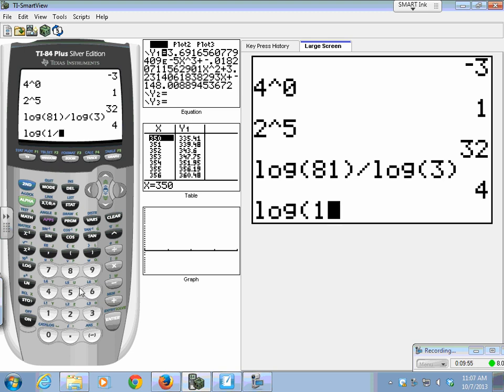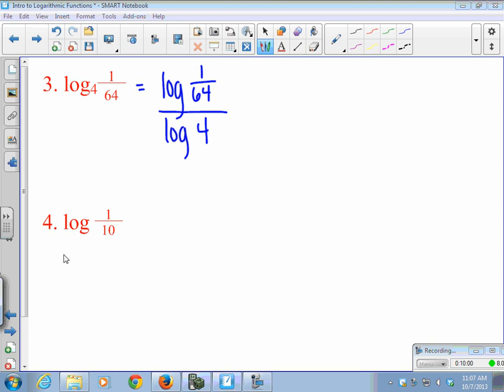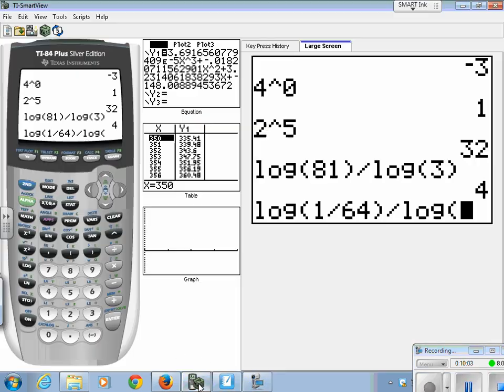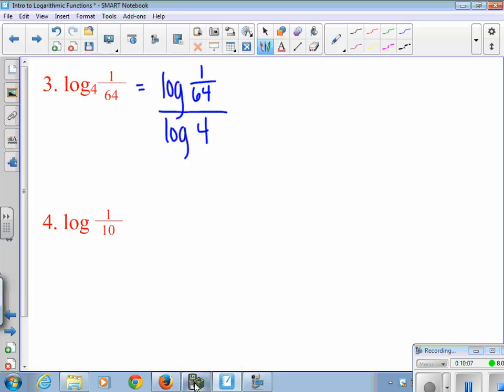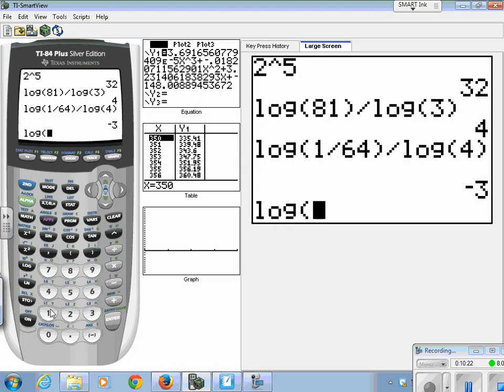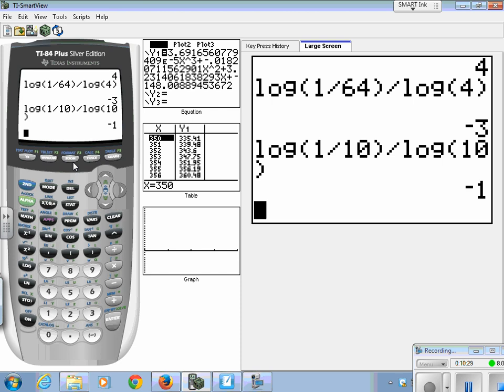So log of 1 over 64 divided by log of 4. And so then that should give me negative 3. So my answer is negative 3. Okay, same thing here. The base is 10, so I would do log tall, log of 1/10 divided by log small, log 10. And so then log of 1/10 divided by log 10 would give me a negative 1.